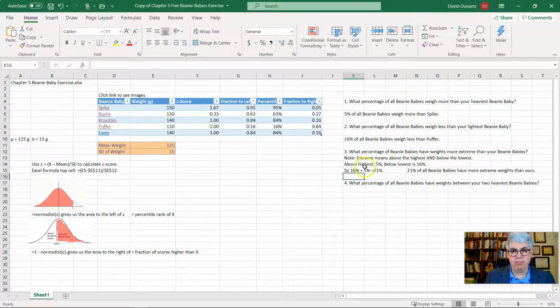So 5% plus 16%, and that kind of makes sense. There's about five Beanie Babies here, and you'd expect a good number to be above and a good number to be below, so that comes out 21%.